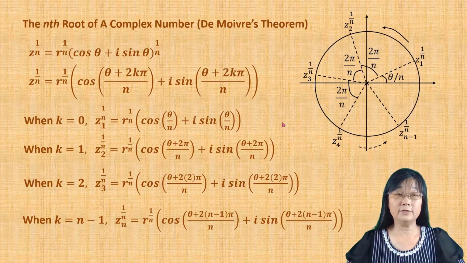So here we can conclude that we can use this formula to find the n roots of a complex number under De Moivre's theorem.